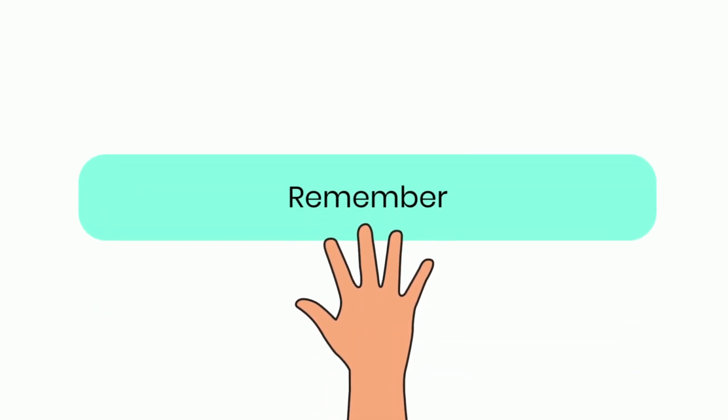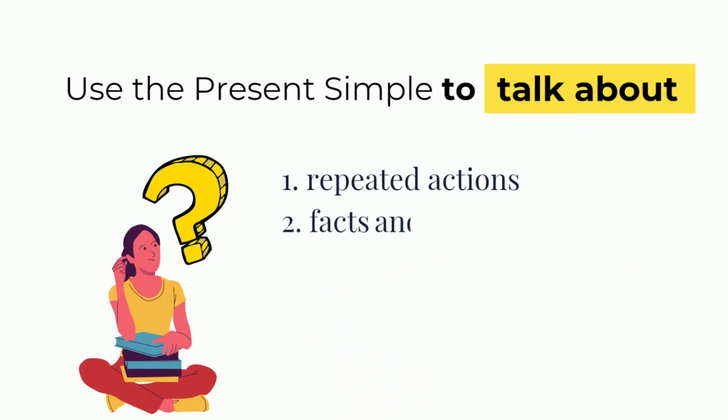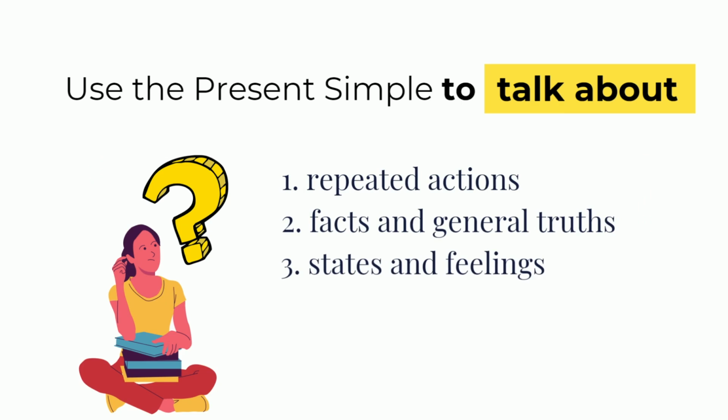Remember, use the present simple to talk about repeated actions, facts and general truths, states and feelings, jobs and occupations.